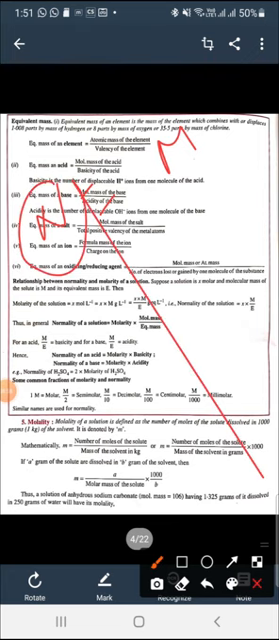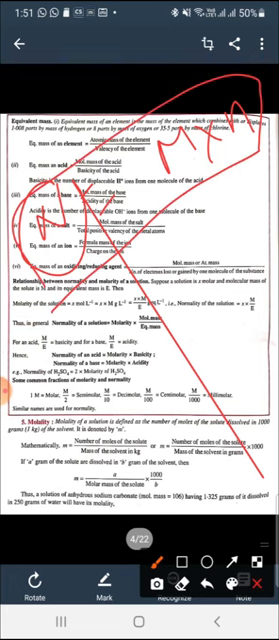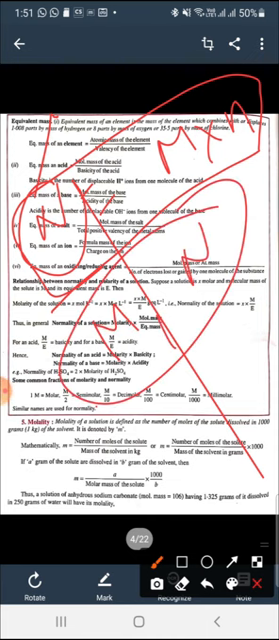Normality is always equal to molarity into n factor. So this is a shortcut way to calculate normality. If you encounter a question where you are asked to find molarity and normality both, then you just have to find molarity, then normality can be calculated from this formula.